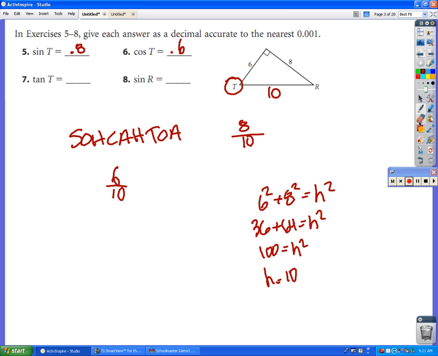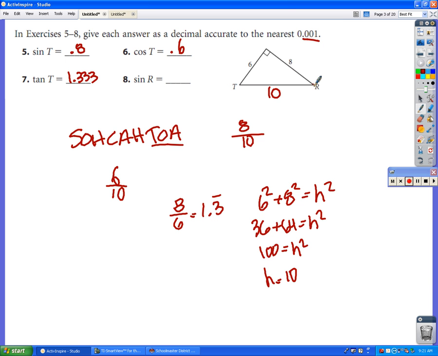Okay, so now we need to do the tangent of t. So again, if I look at my cheat sheet right here, that's opposite over adjacent. So what side is opposite angle t? 8 over 6. Right, so that's going to be 8 over 6. And again, they want it to a few decimal places. 8 divided by 6 is 1.3 repeating. So I guess they want 1.333. They want 3 decimals.